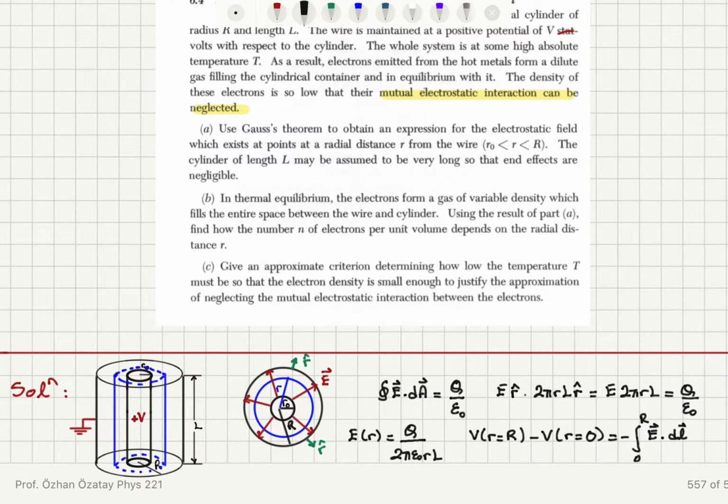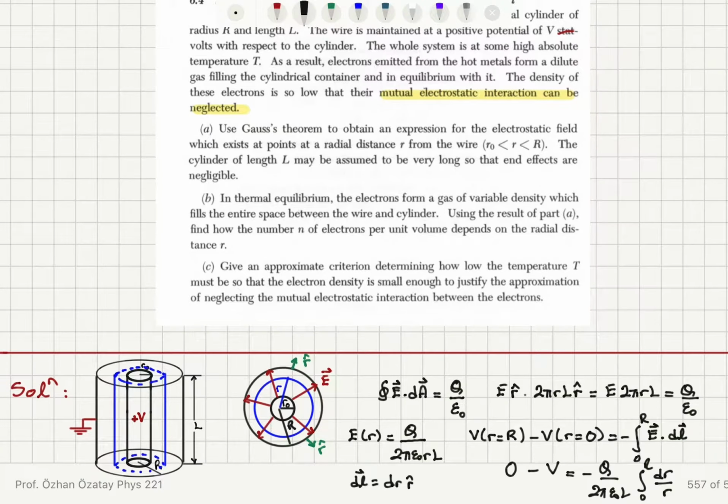So the potential at r equals capital R is 0. Potential at r equals 0 is V. And here I have minus the integral from 0 to capital R. So let me take the constants outside. Minus Q over 2 pi epsilon 0 L integral from 0 to R dr over r. So my dl vector is dr in the r hat direction.